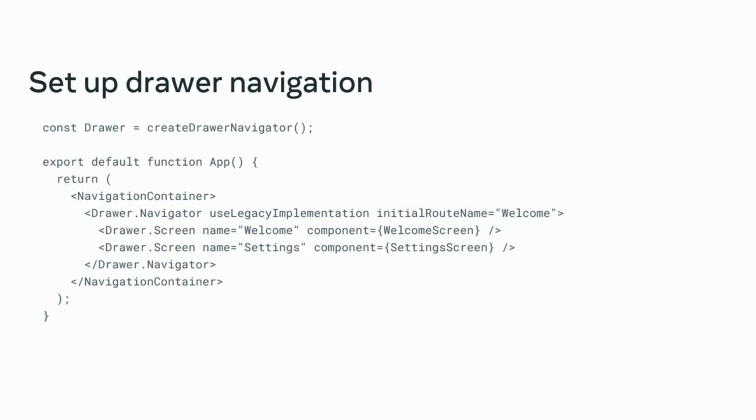As previously said, in this example there are two screens, the welcome screen and the settings screen. Within the drawer screen component, make sure to provide a name for each drawer screen. This is usually displayed on the top of the screen. And to the component prop, simply provide the component name. This is the minimal setup that you need to create drawer navigation using React Navigation.